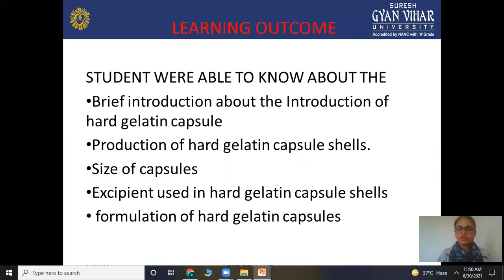So this is the complete information regarding the capsule, and we already discussed the capsule information, including the size. After completing this lecture, you should know these learning outcomes. The first outcome is a brief introduction about the hard gelatin capsule, meaning the definition, introduction, or complete information regarding it. What is the hard gelatin capsule, and how you form it. Next is production of the hard gelatin capsule shell, meaning how you form the shell, or the production procedure for the hard gelatin capsule.